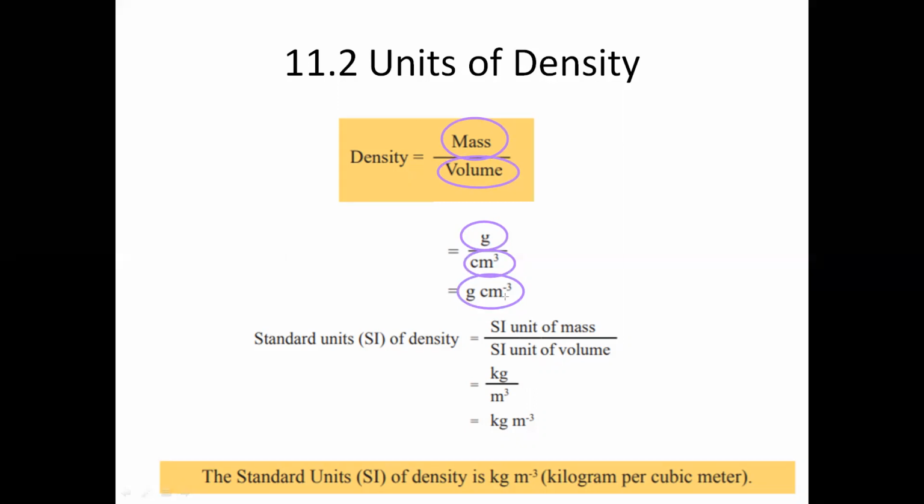Grams per cubic centimeter. But the problem is, in the standard way, the standard SI unit for mass is not the gram, it is the kilogram. So kilogram is the SI unit of mass. And the volume, not the cubic centimeter, the SI unit of volume is the cubic meter, meter to the power of 3.